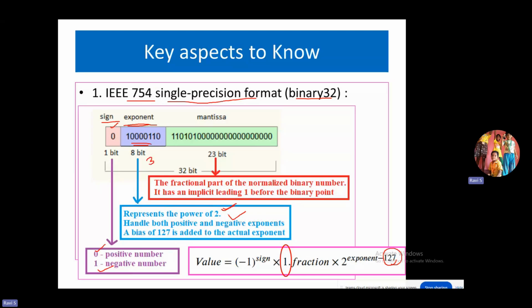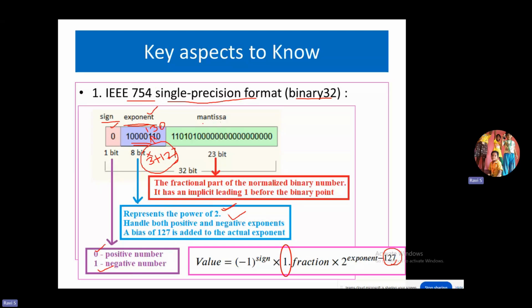If the original value of the exponent is 3, we add 127 to this and store the binary equivalent of 130 in this place. Instead of storing 3, we store 127 plus 3, which is equal to 130, in this biased exponent part. There are reasons behind this. If you go for a biased representation, then floating point addition and floating point subtraction all become much easier.